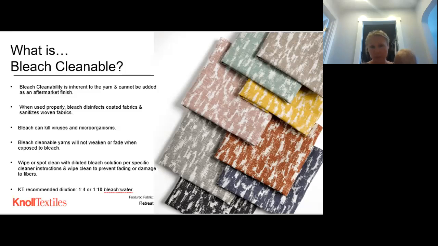Bleach disinfects coated fabrics, which means it kills everything on the surface. Bleach sanitizes woven fabrics, which means it reduces the contamination to a safe level. A fabric that is bleach cleanable can be spot cleaned or wiped down with a combination of household bleach and water without weakening the fabric's fibers or altering the fabric's texture or color. When used properly, bleach can kill both microorganisms and viruses. Each fabric has a recommended ratio of bleach to water that will work effectively while not degrading the fabric.